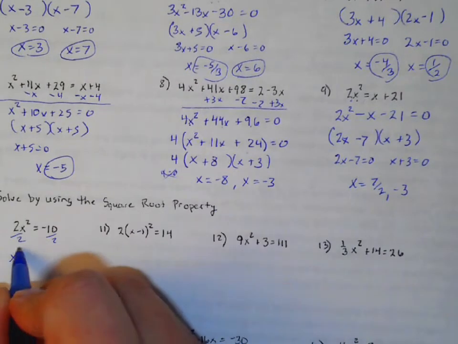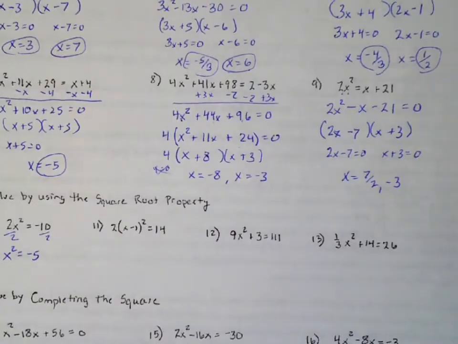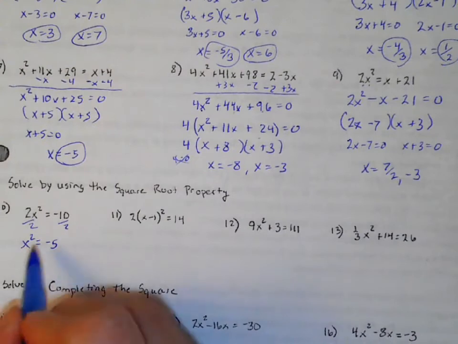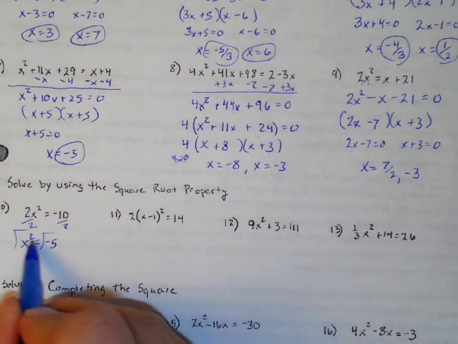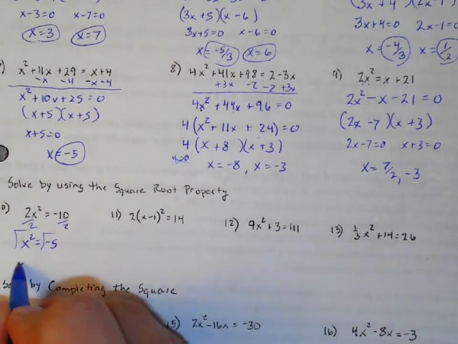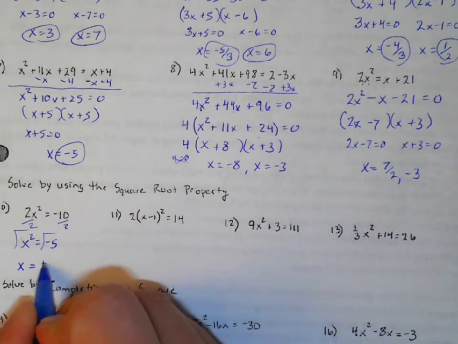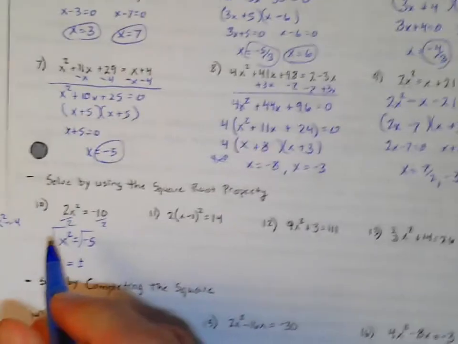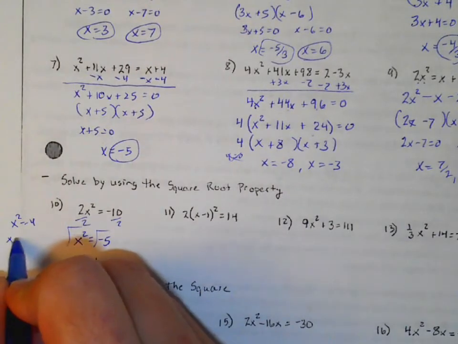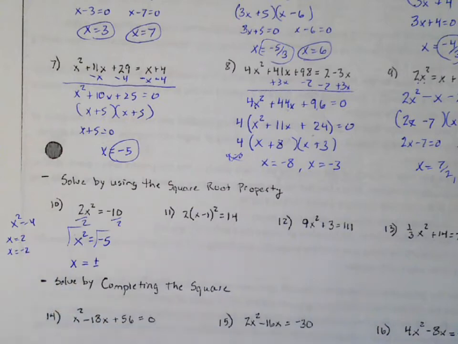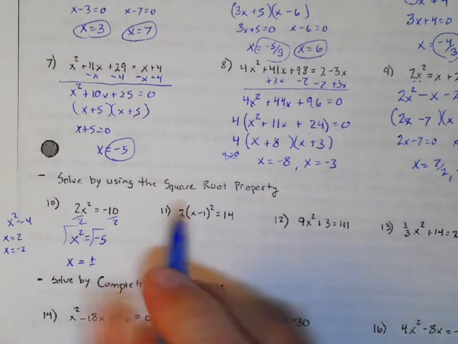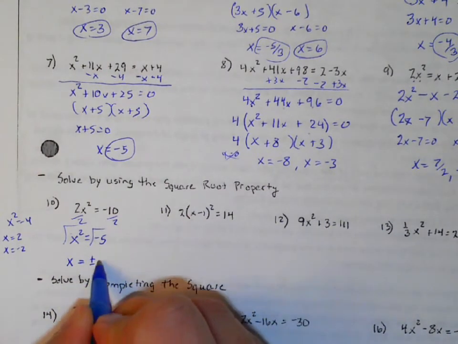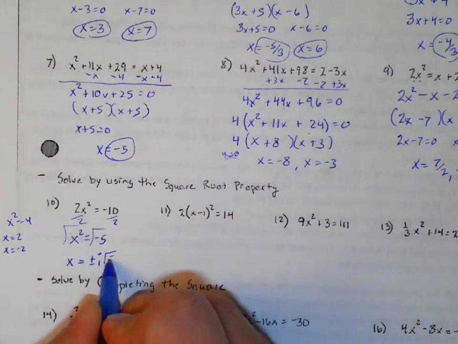So x squared would equal -5. Okay, and we can take the square root of both sides. Square root is the opposite of squaring. So I get x equals plus or minus, because if you remember, if x squared equals 4, x could either equal 2 or x could equal -2. So you notice how we get two answers there. We have the plus and the minus. And then the square root of -5 is i square root of 5.